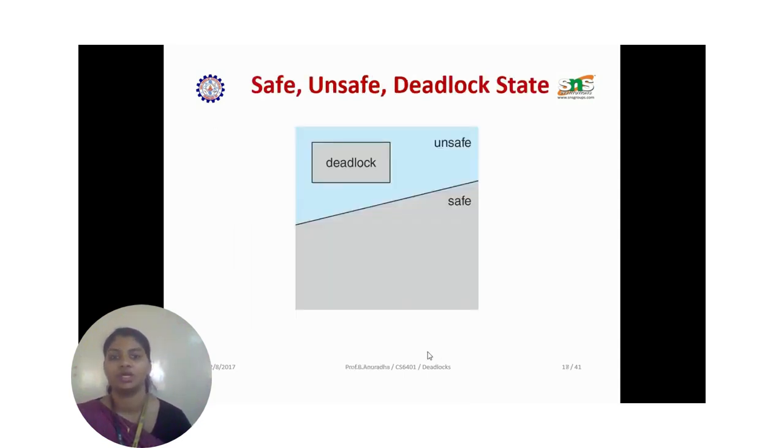So this is the diagram where you can see safe state, unsafe state, and inside unsafe state you can see a deadlock. So if a system is unsafe, there are chances for deadlock. If a system is in safe state, there are no chances for deadlock.